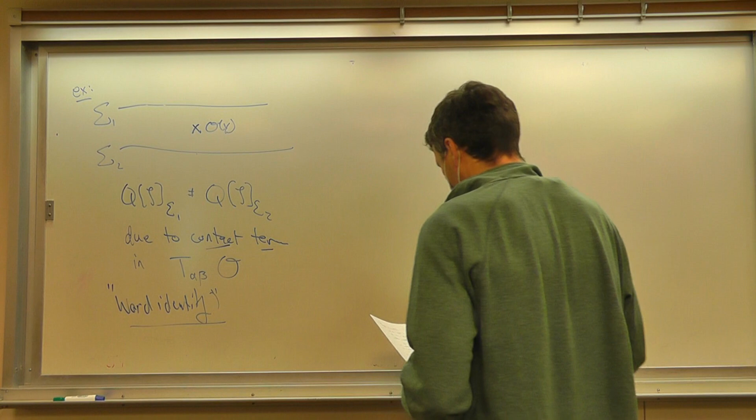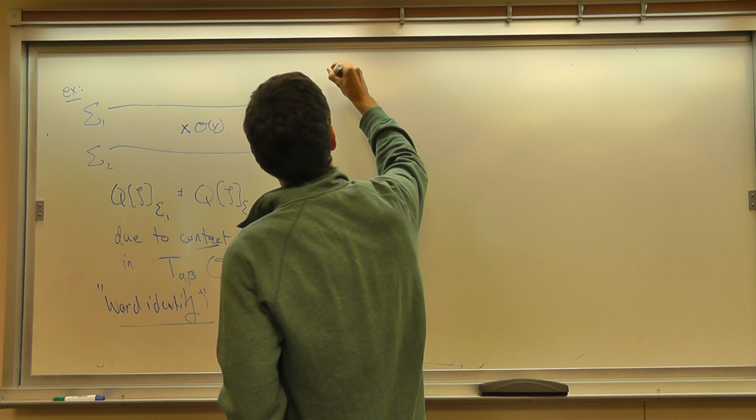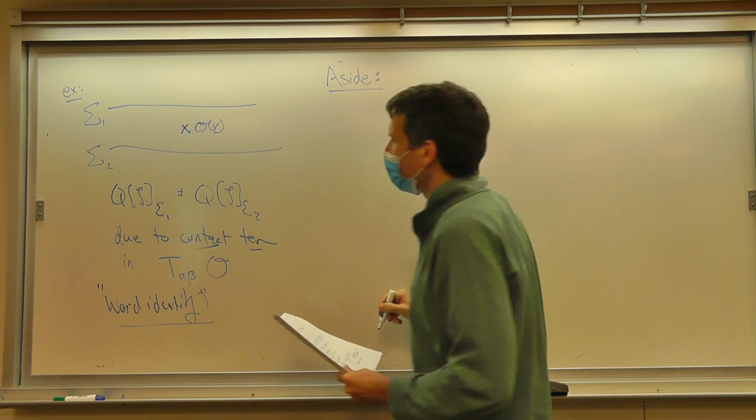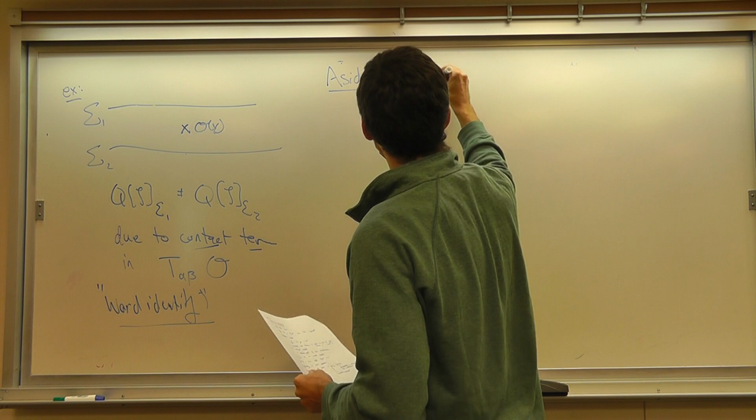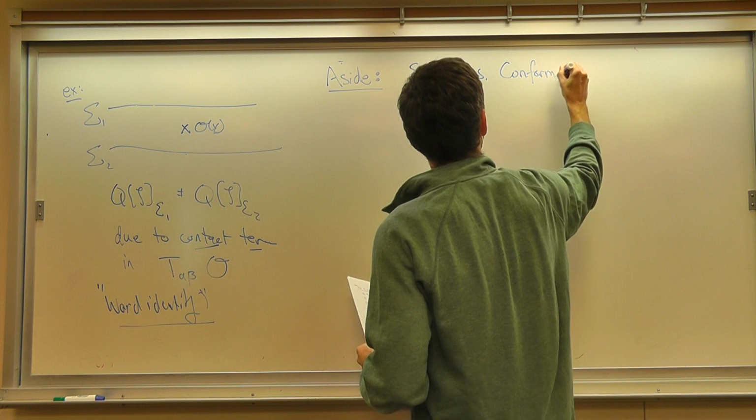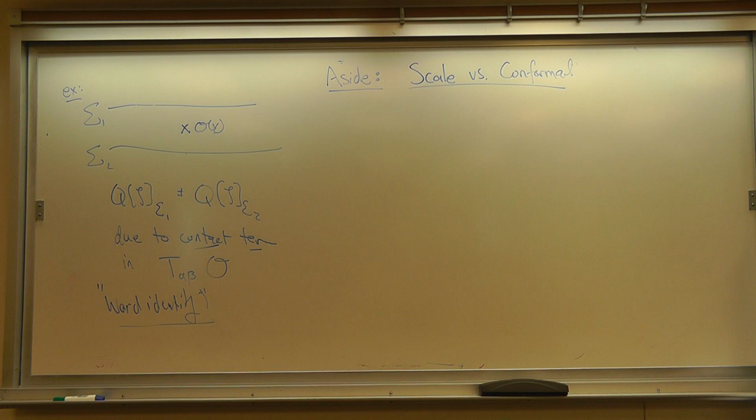Okay, now I'm going to digress for a few minutes. I'm going to call this an aside, because if you have never really seen conformal field theory before, you should probably ignore me for a few minutes. But you can listen to the gist of it. I want to discuss the difference between scale and conformal symmetry. This is going back to that 'almost' that we had a few minutes ago.